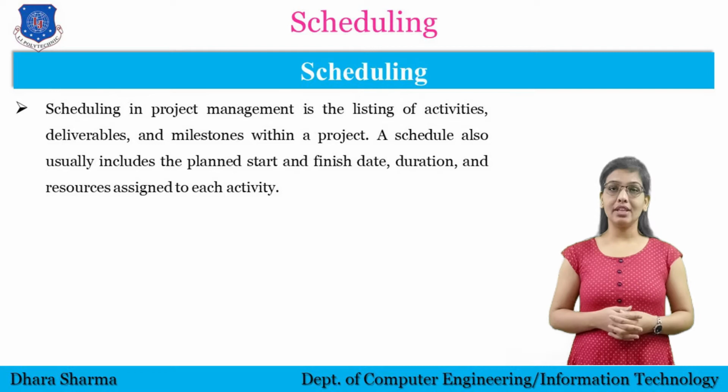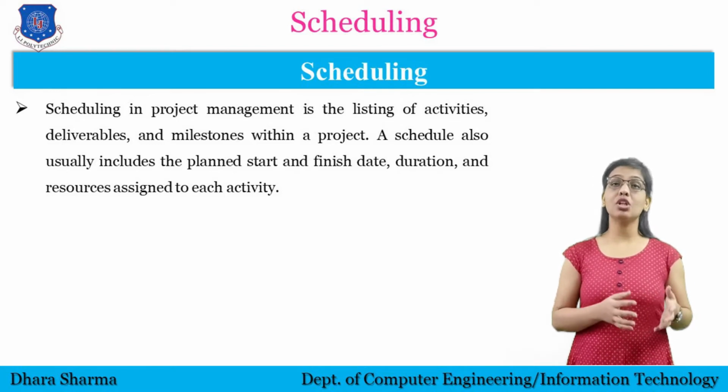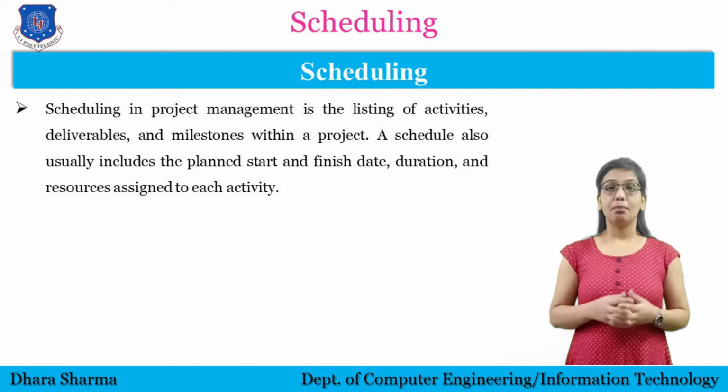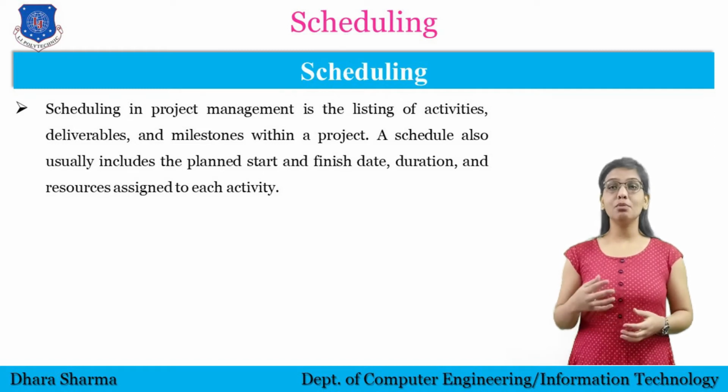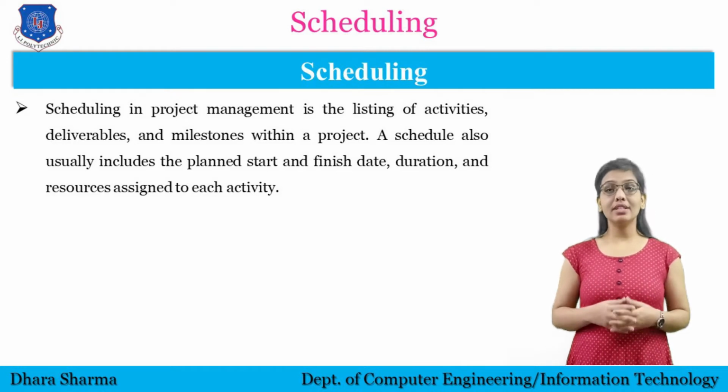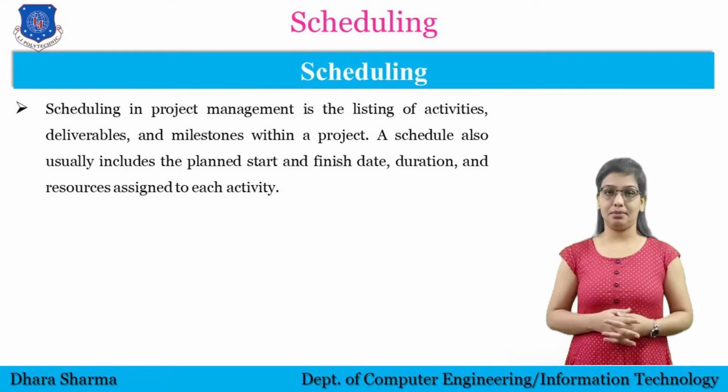Project task scheduling is an important project planning activity. It involves deciding which task would be taken up when. Project scheduling is a tool that distributes estimated efforts across the project duration and allocates these efforts to specific tasks.